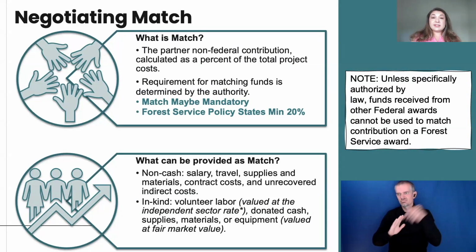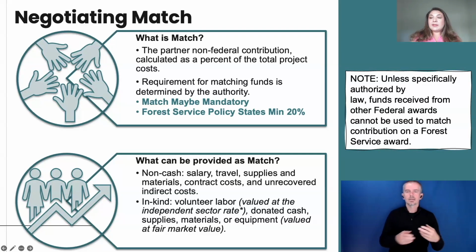We still have a policy of negotiating that 20%, but I'll get into some of our options for perhaps a waiver or reduction in the next slide. Match is also determined by the authority. As Emery was sharing, there are different components that make up our different agreements, and so this can be a barrier for our partners, or not.